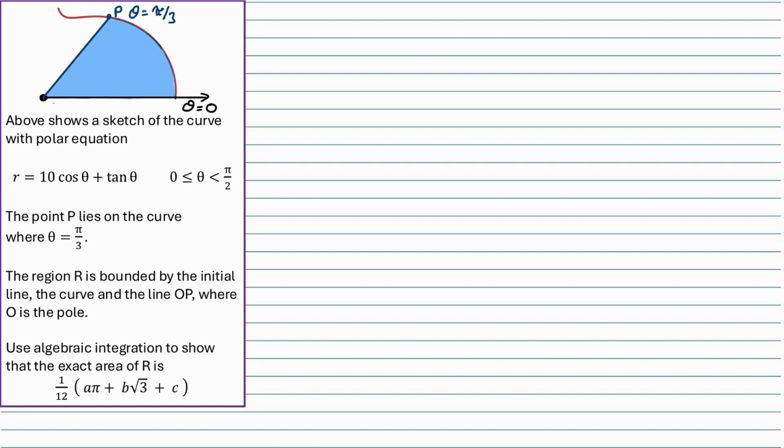Okay, so welcome back if you had a go. We know the area under a polar curve is given by the formula 1/2 times the integral between the limits, and in this case the limits are between theta equals 0 and pi over 3, of r squared, and we're told that r is given here. So we'll have (10 cos theta plus tan theta) squared, and we integrate this with respect to theta. Now we need to evaluate this integral.